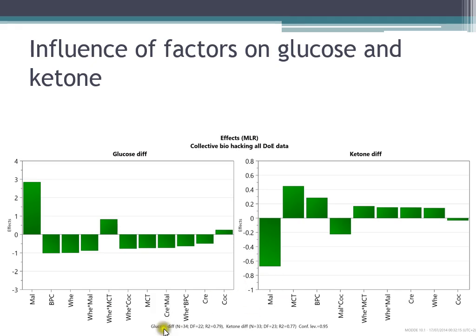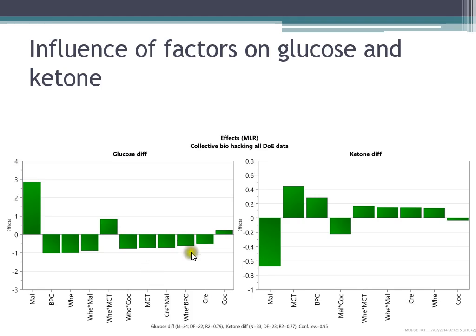And whey protein and Bulletproof Coffee, that is just the coffee and the butter, have an interaction. Creatine might decrease glucose slightly as well. Coconut is actually not significant. You don't see that on the plot, because I don't show you all the data, but you have values for the significance of these as well.